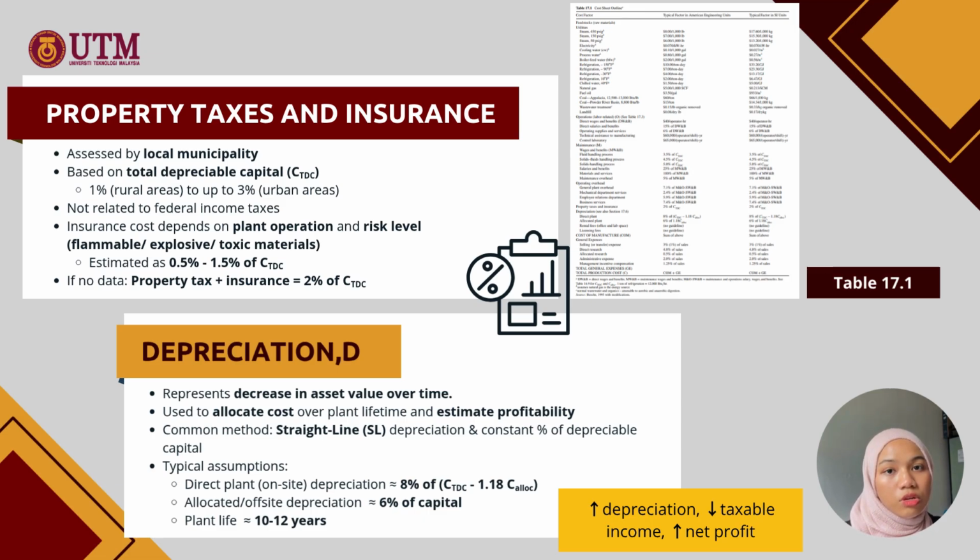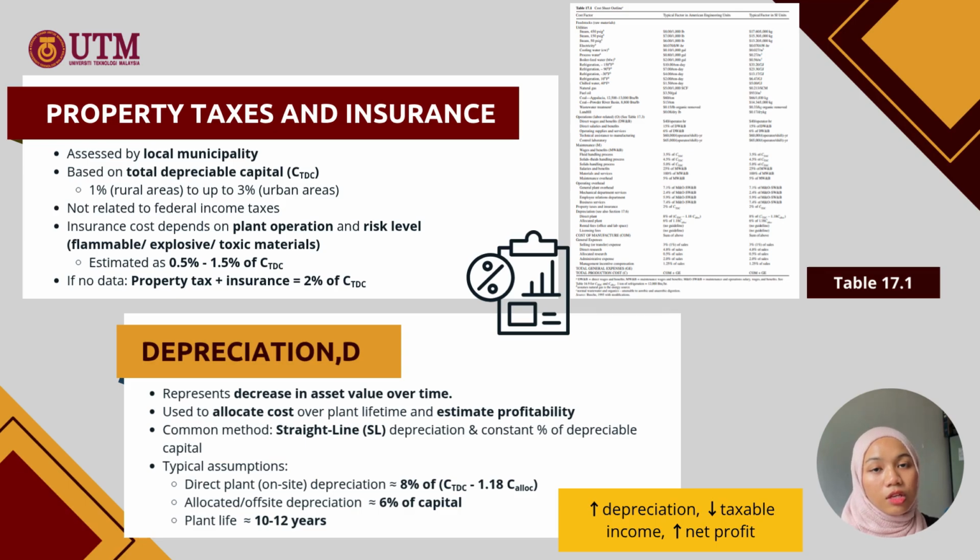For insurance, the cost depends on how risky the plant operation is. For example, if the plant handles flammable, explosive, or toxic materials, the insurance will be higher. Usually, insurance is estimated at around 0.5% to 1.5% of CTDC. But if we don't have detailed data, we can assume a simple estimate where property tax plus insurance equals about 2% of CTDC, as given in Table 17.1.